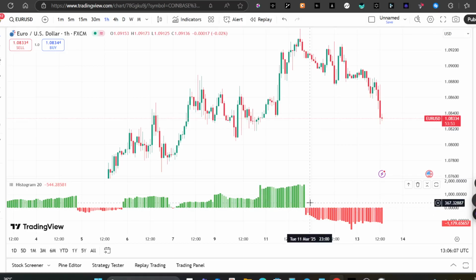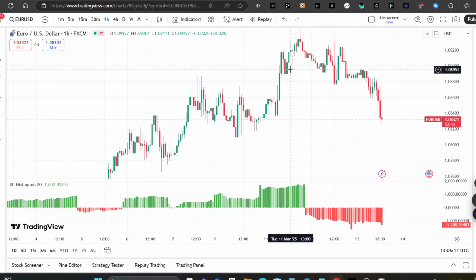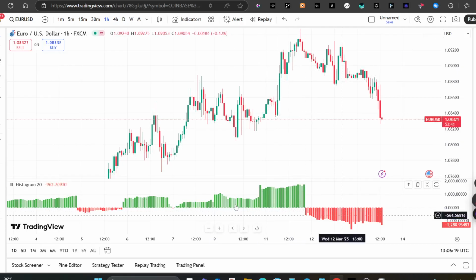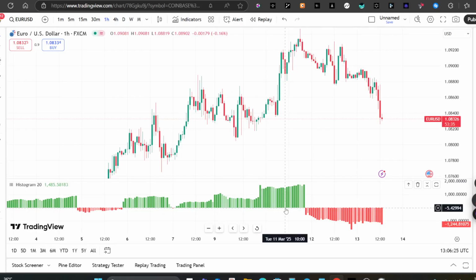So it does this by tracking where the closing price is in relation to the day's high and low, then multiplies that by the trading volume. So what is the result? It's a powerful metric, as you can see right here in the indicator window, a metric that tells us whether buyers or sellers are truly in control.